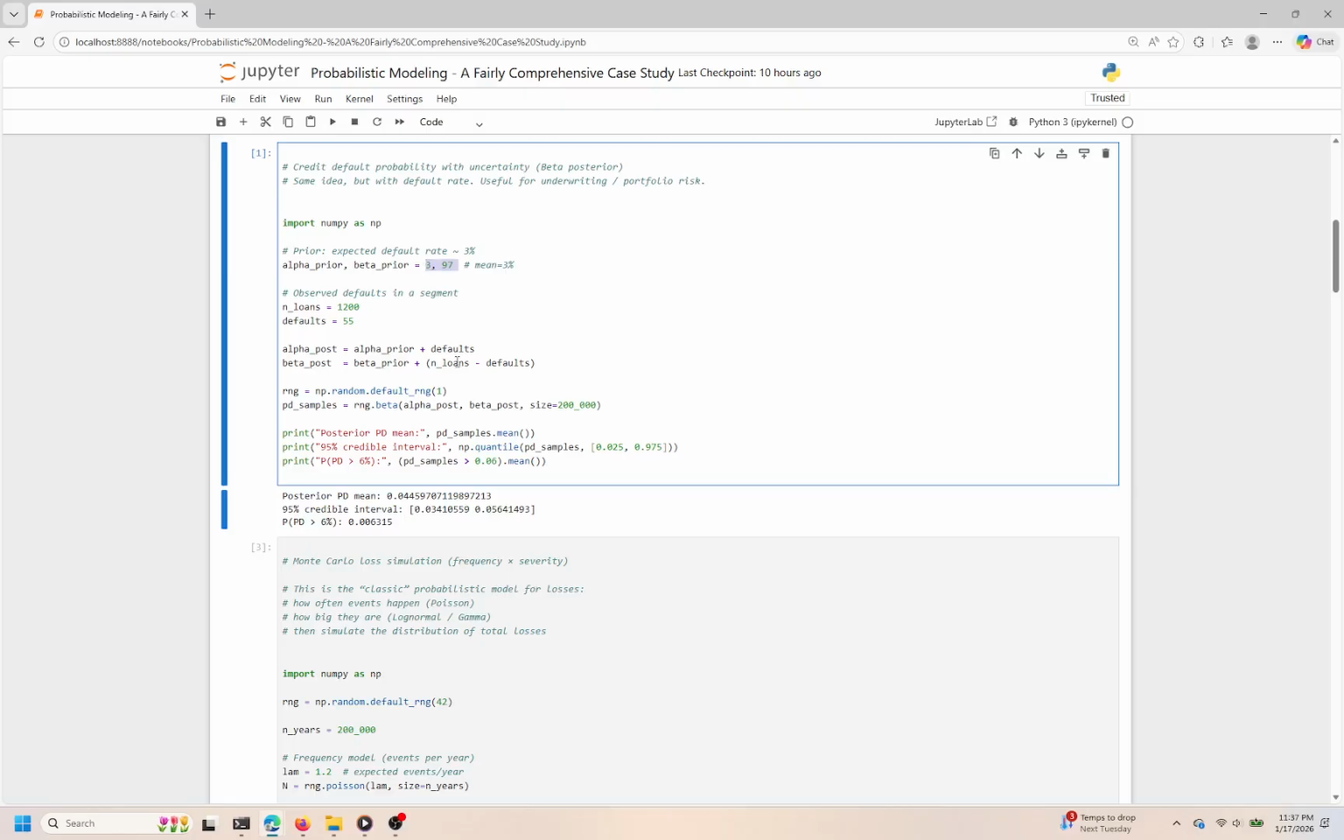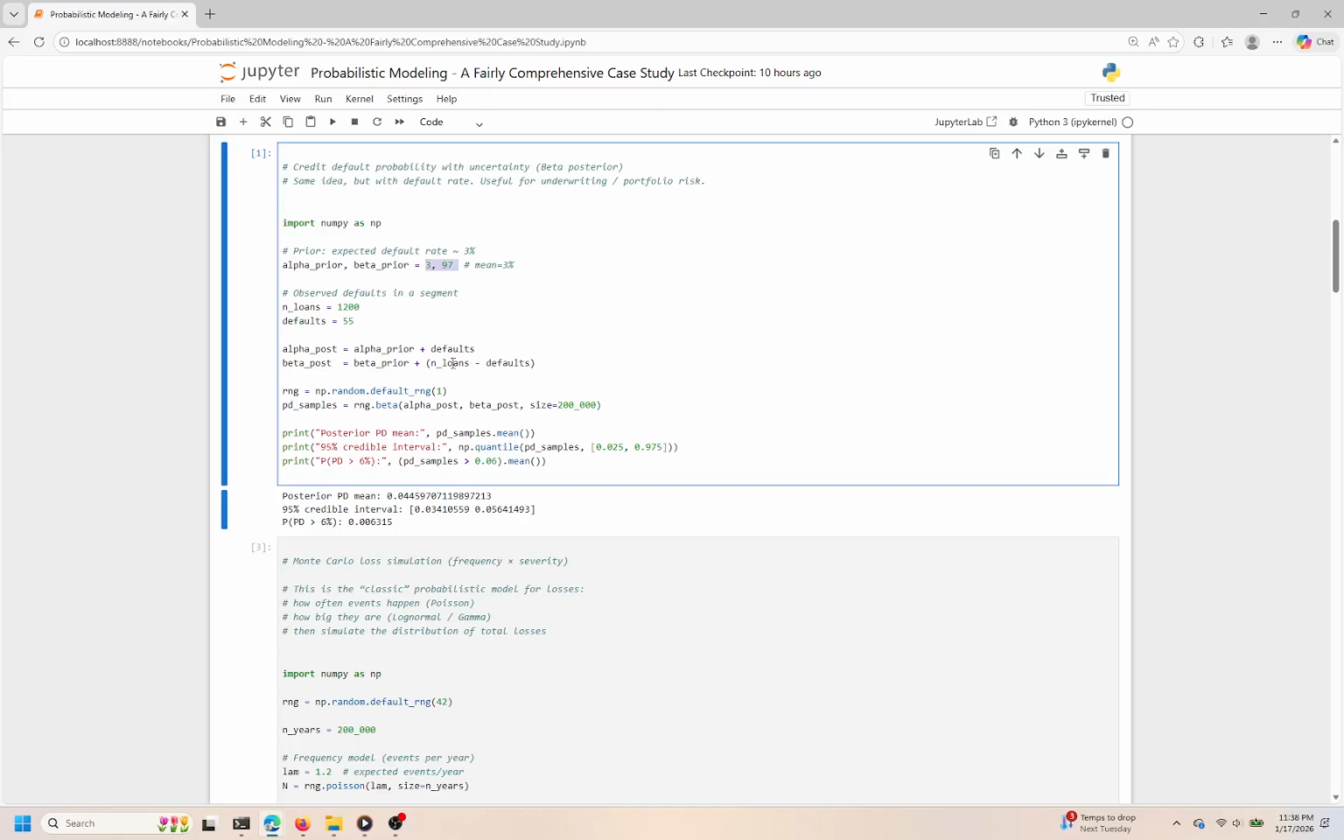Next, we consider the observable data. Here, we have a segment of 1,200 loans with 55 recorded defaults. This information is pivotal because it updates our beliefs about the likelihood of defaults in this group. The key part of this workflow involves updating our prior parameters, turning them into a posterior distribution. We accomplish this by adding the observed defaults to the alpha parameter and adjusting the beta parameter with the number of loans that did not default.